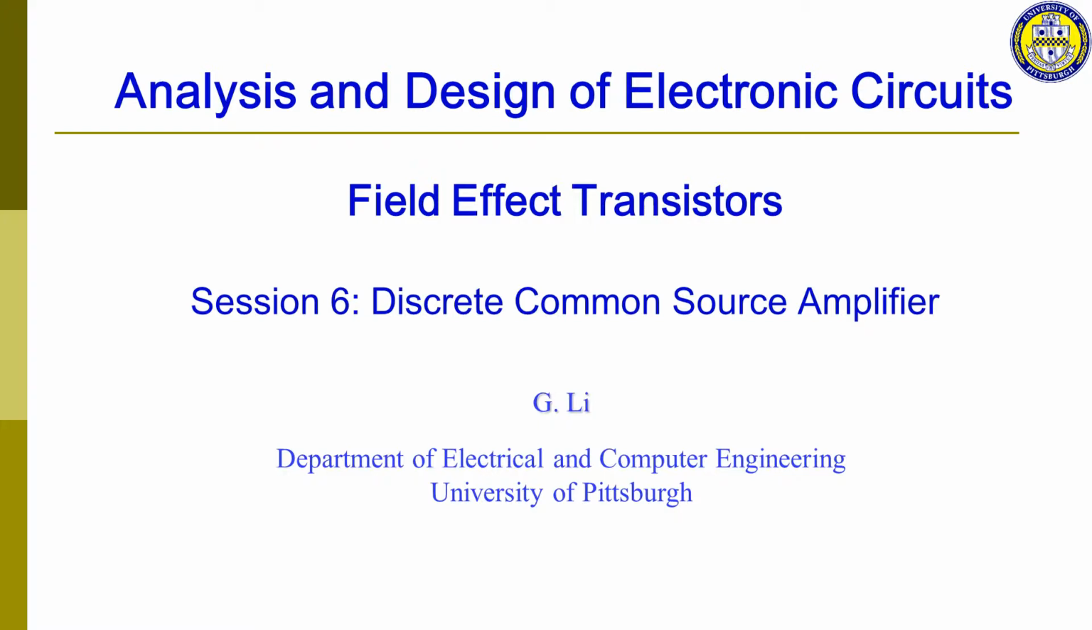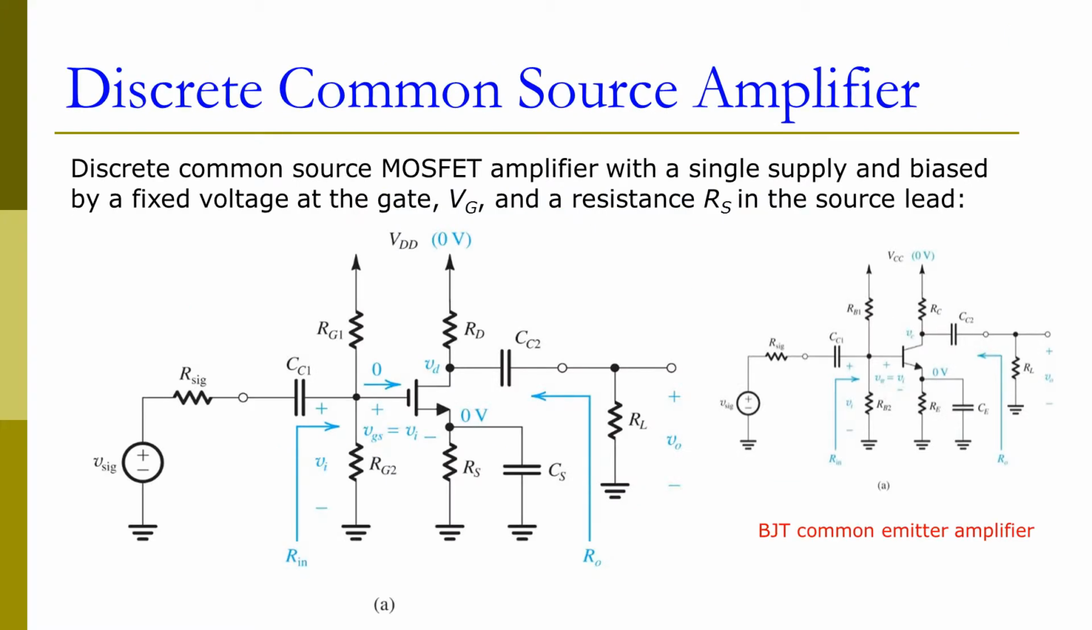In this session we are going to discuss the discrete common source amplifier. Here is the typical configuration for a discrete common source MOSFET based amplifier. In this configuration we have a single voltage supply, the gate voltage is biased through a voltage divider, and we have a resistance RS at the source lead.